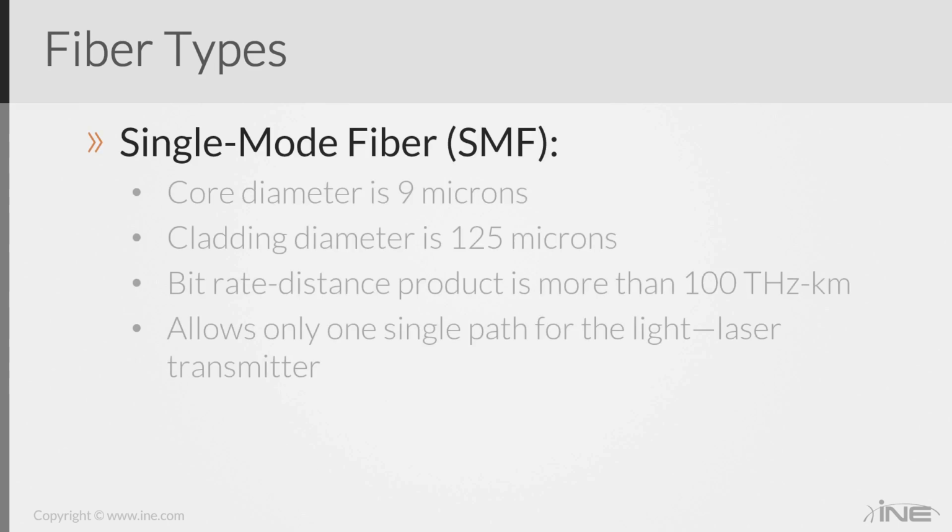And you're going to have single mode fiber. Single mode fiber is typically used for the longer ranges and a higher bit rate. You can see there's 100 terahertz per kilometer, which is much, much higher. It allows only a single path for the light or laser transmitter. So again, it's not as useful in the data center because you're trying to transmit multiple streams of light instead of a single stream of light with single mode.